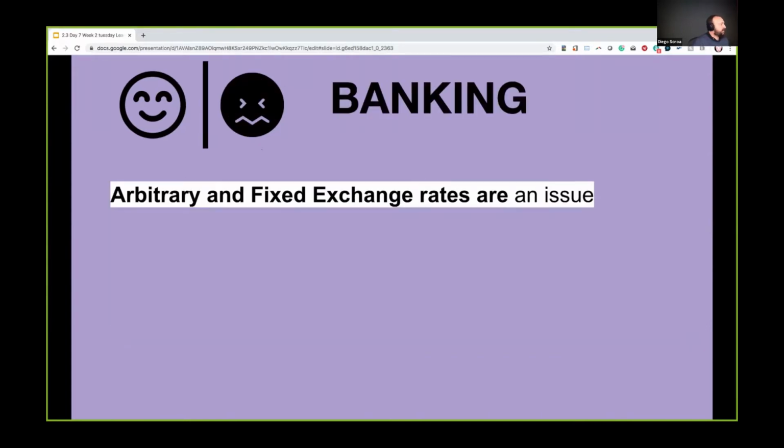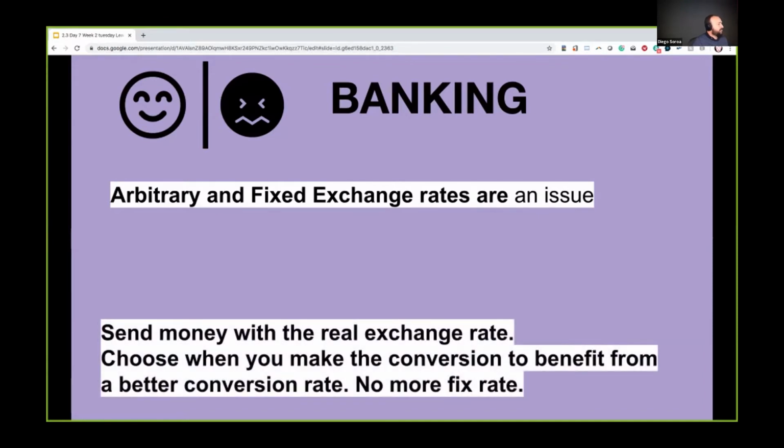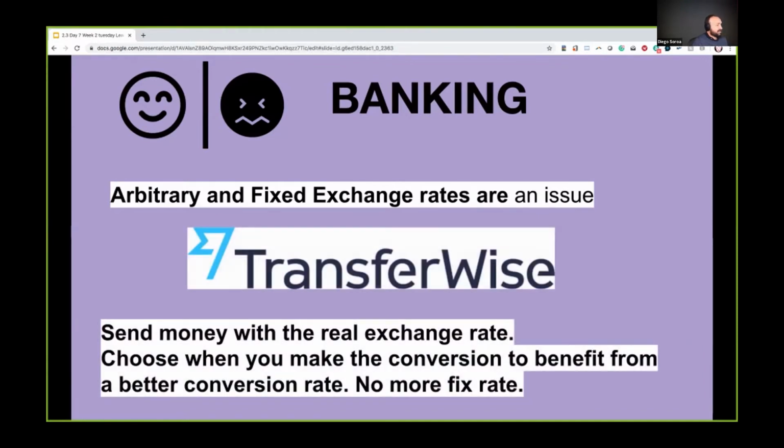For example, arbitrary and fixed exchange rates are an issue. So there is a company called Transferwise that is creating a new value proposition, righting the previous wrong, which is: now we can allow you to send money with the real exchange rate. You can choose when you make the conversion to benefit from a better conversion rate. No more fixed rates. Sorry about that mistake here.